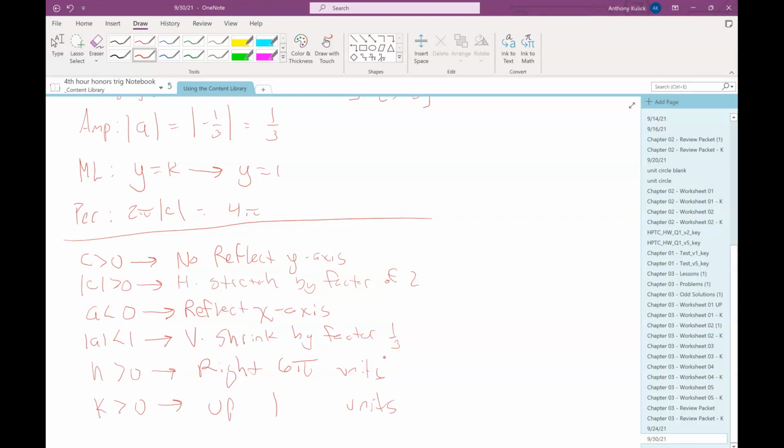So what about the frequency? Oh, we didn't do the frequency, sure. Remember, the frequency is just the reciprocal of the period, so just 1 over 4 pi.